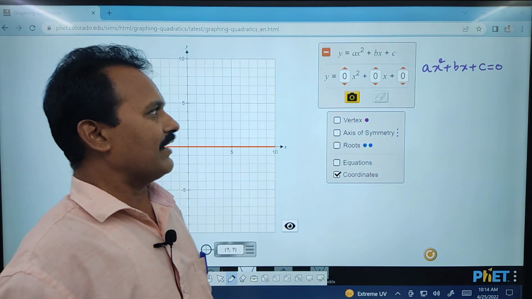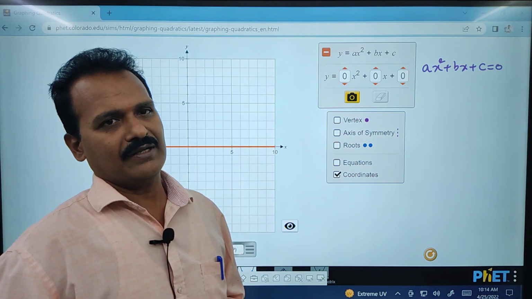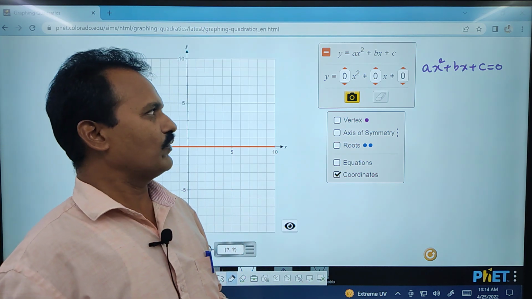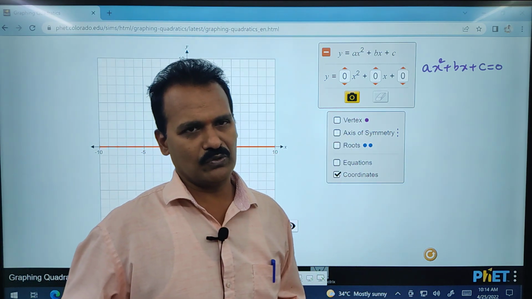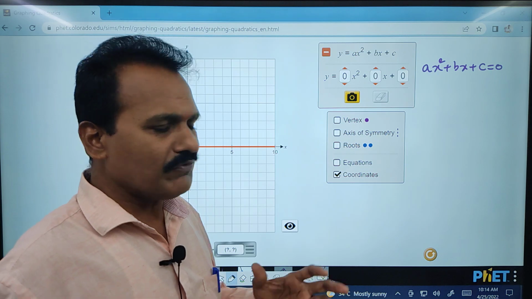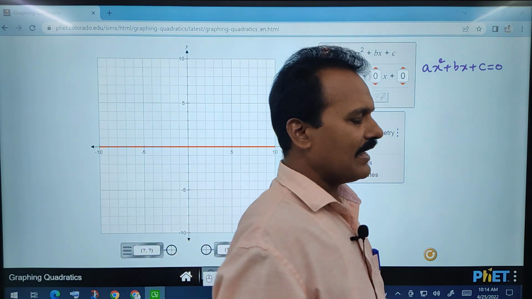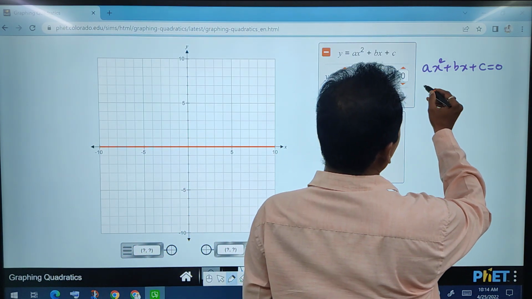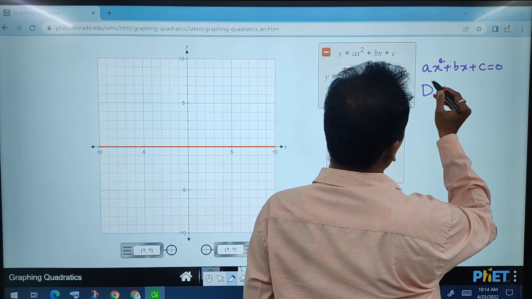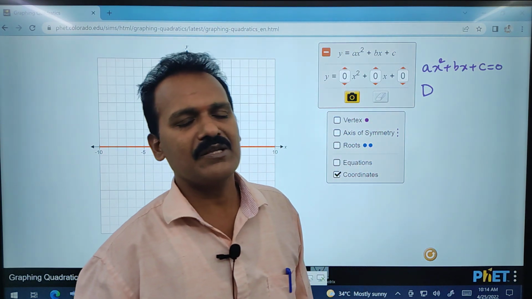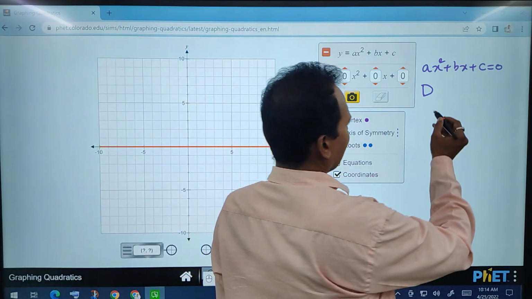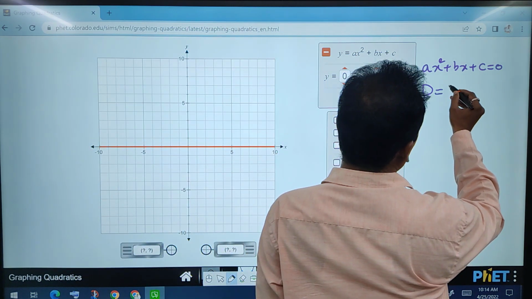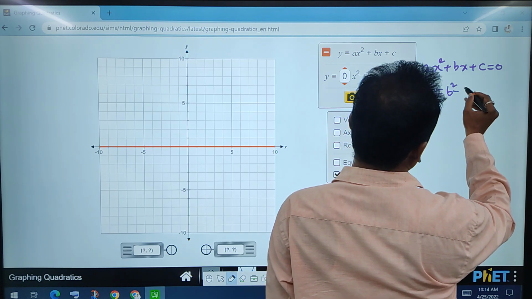And there is also the nature of roots. How can we find out the nature of the roots of any given equation? There is one formula, called the discriminant, denoted by D. The discriminant value is b² - 4ac.